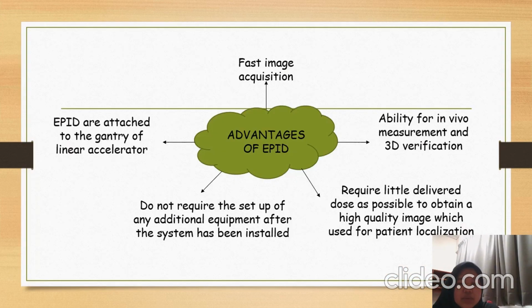Advantages of electronic portal imaging devices. First, fast image acquisition. Second, ability for in vivo measurement and 3D verification. Third, they require as little delivery dose as possible to obtain a high quality image used for field localization, and they do not require the setup of any additional equipment after the system has been installed. Finally, electronic portal imaging devices are attached to the gantry of the linear accelerator, and they are sold with the majority of new accelerators purchased.